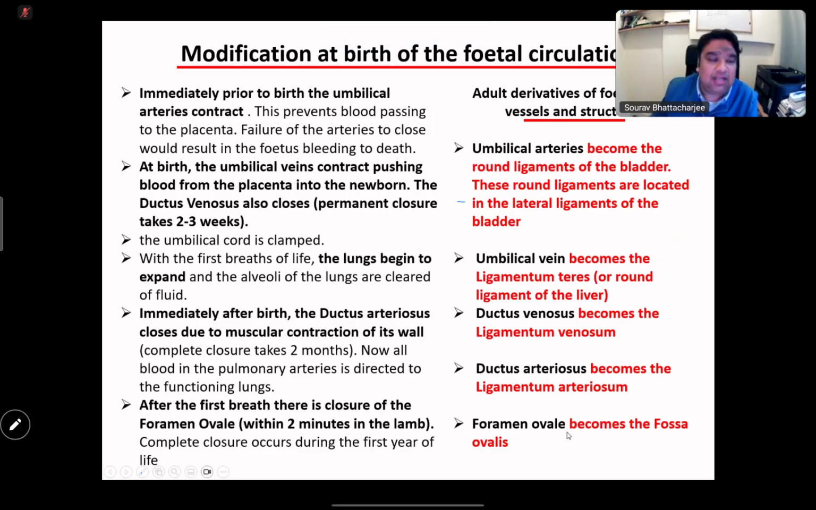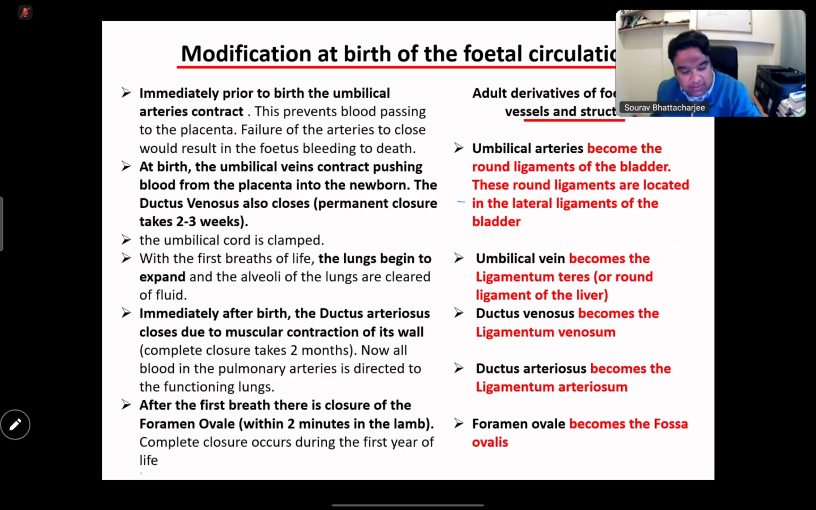And foramen ovale, after it is closed, becomes fossa ovalis. These are anatomical structures you will find in adult animals, which are there because of embryological structures which have regressed and are not functional anymore. This has been asked many, many times in the past in the exam.